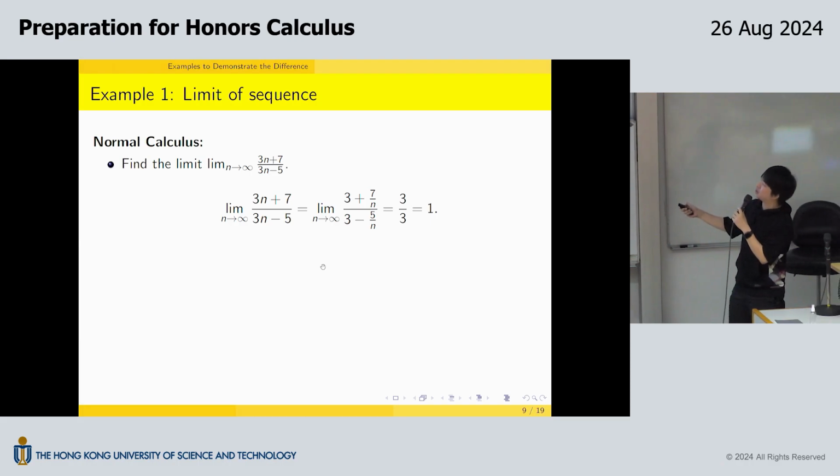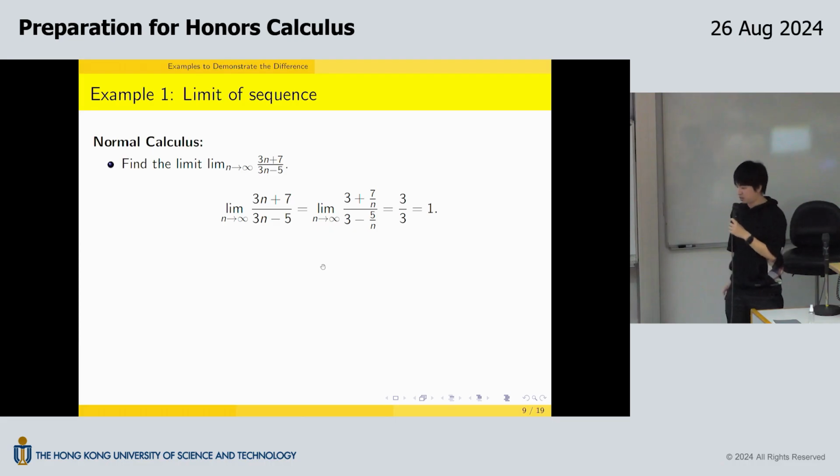It is straightforward. We divide both the numerator and denominator by n. Then you see that as n goes to infinity, the limit law tells you that 7 over n and 5 over n go to 0. And this limit goes to 3 over 3, which is 1. This is a straightforward calculation you will encounter in the normal calculus course, and you may have encountered this in M2 as well if you are taking HKDSE M2. So this is easy peasy.